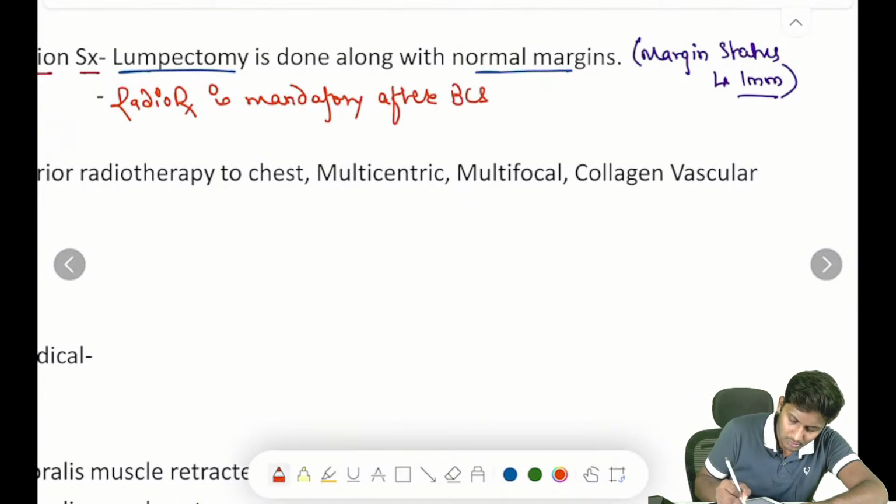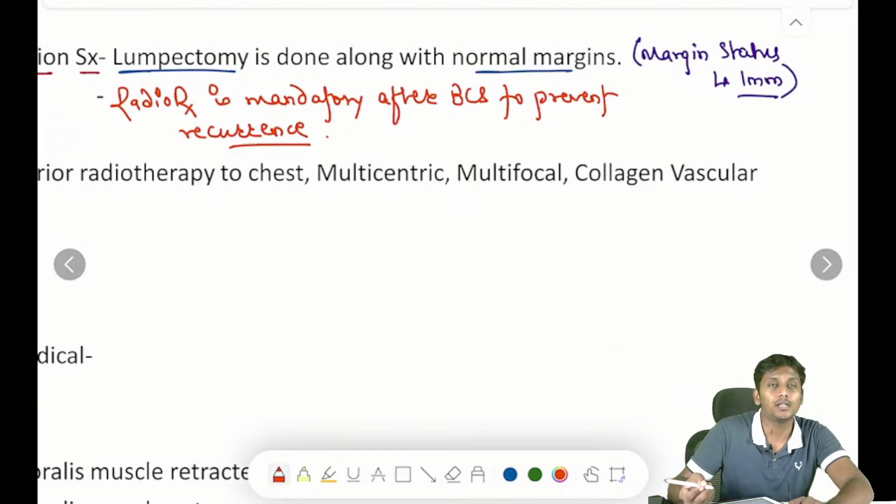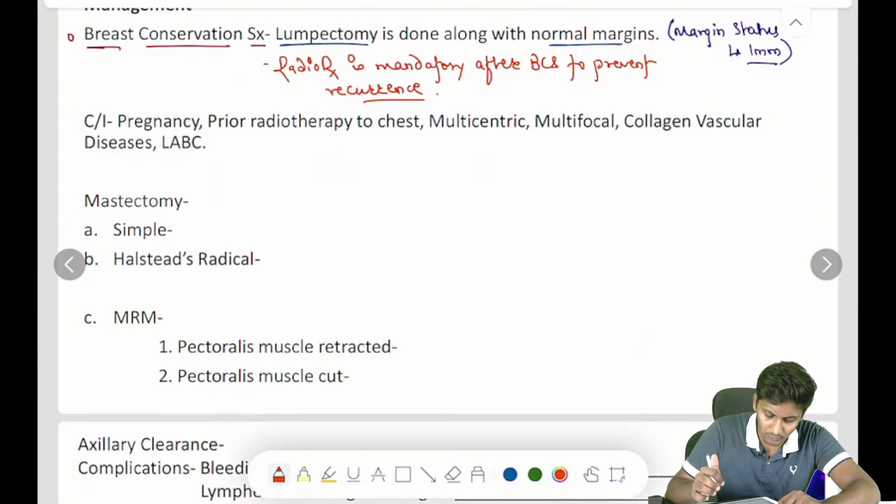Why? To prevent recurrence, कि वापस से कैंसर ना हो, to prevent the recurrence, because chances of recurrence after a breast conservation surgery are high, because we are only removing the lump. Therefore, to prevent the recurrence, radiotherapy is always mandatory.